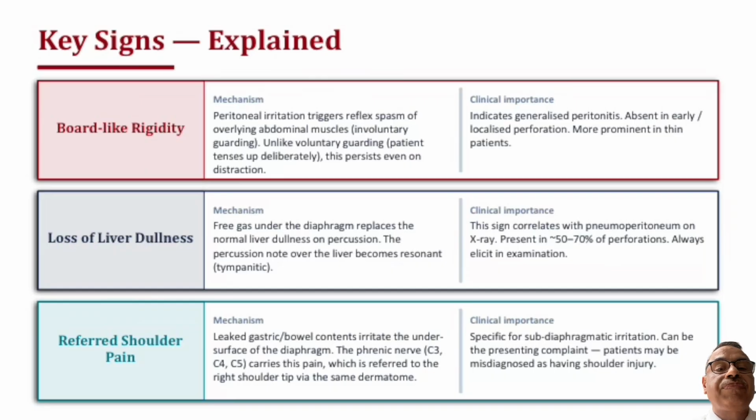of perforations. And the referred shoulder pain we have already seen is because of the irritation of the undersurface of the diaphragm, which is supplied by the phrenic nerve, C3, C4, C5, and this also carries the pain via the somatic nerve, which has the same root value at the right shoulder tip. That's why the pain is referred to the right shoulder. This specifies that there is a subdiaphragmatic irritative lesion or a collection. This can also be a presenting complaint, and the patient may be misdiagnosed as having a shoulder pathology.